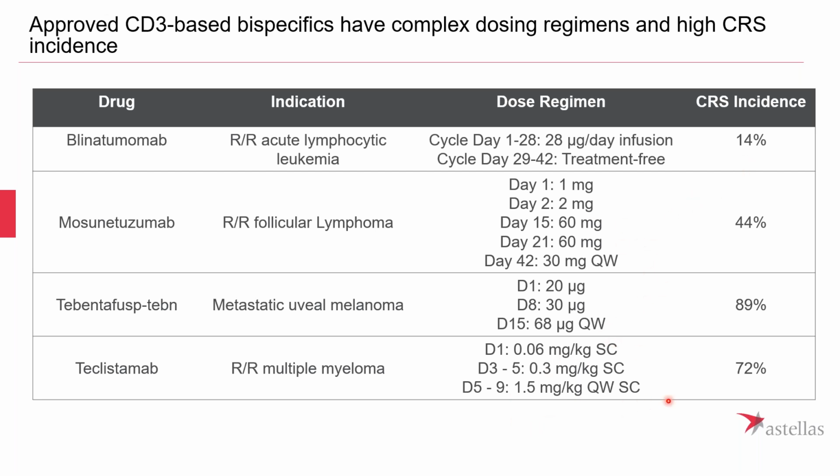Versus these other 3 bispecifics, they all take this sort of step-up dose regimen approach where they're starting at a lower dose and then they're stepping up to their target efficacious dose. In the case of mosunetuzumab, they're actually stepping up higher to 60 milligrams, and then at day 42, they're going lower to a 30 milligram once weekly dose regimen. So, again, I'm not going to go through all of the details of this slide, but this is to just highlight that these approved CD3-based bispecifics out there all have these pretty complicated and very different from one another dose regimens to try to mitigate that CRS incidence and to make sure that we can balance that safety and that toxicity.